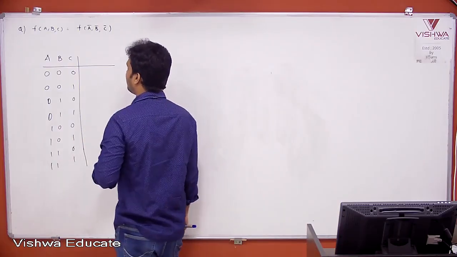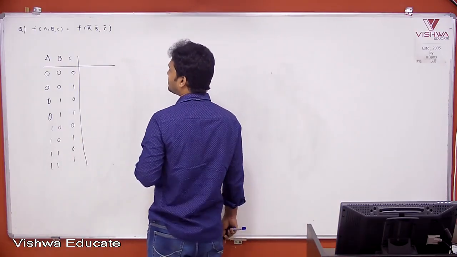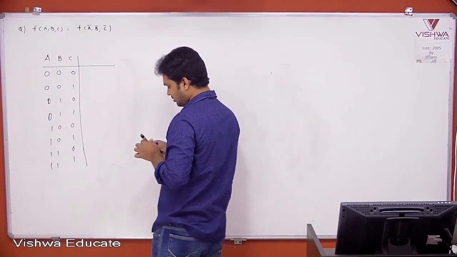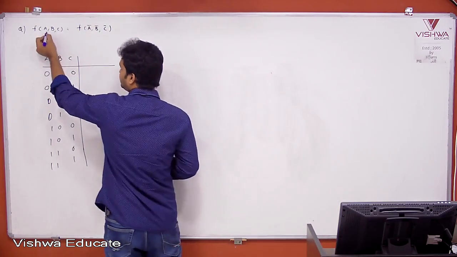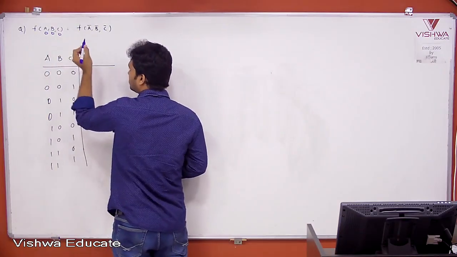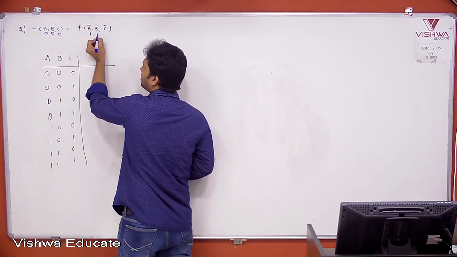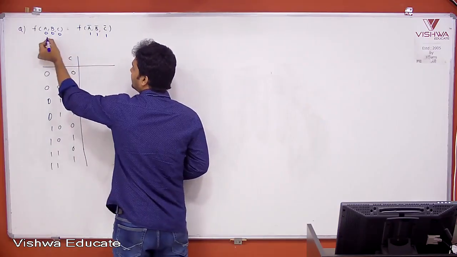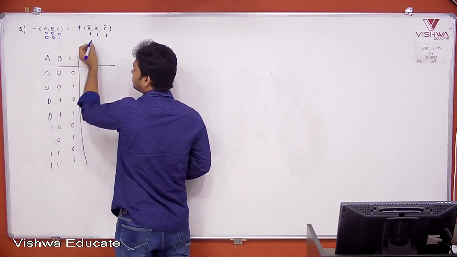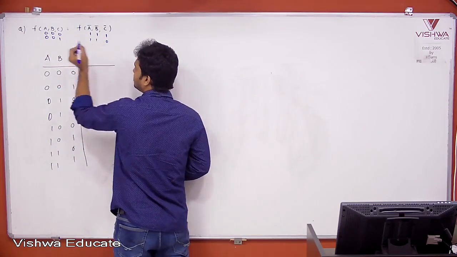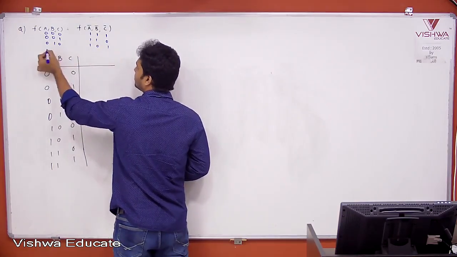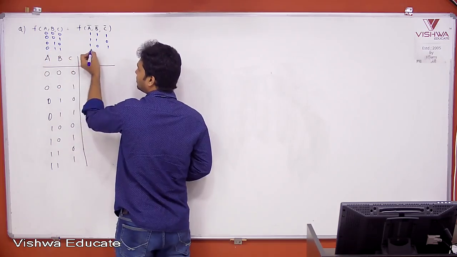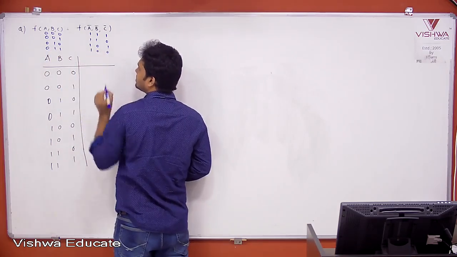What is the meaning of F of ABC equal to F of A bar, B bar, C bar? You understand here. Suppose your ABC is 0, 0, 0. Then what is A bar, B bar, C bar? 1, 1, 1. If it is 0, 0, 1, then it will be 1, 1, 0. If it is 0, 1, 0, it is 1, 0, 1. If it is 0, 1, 1, this is the mapping required.